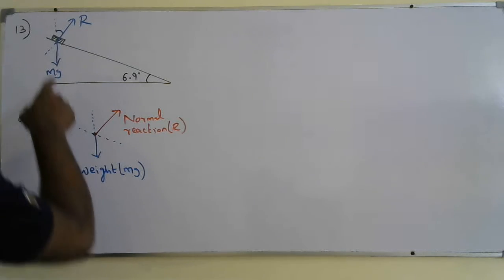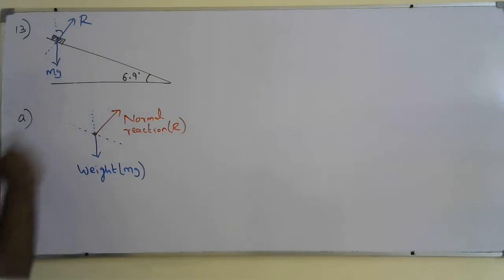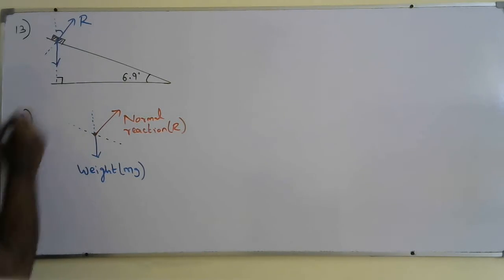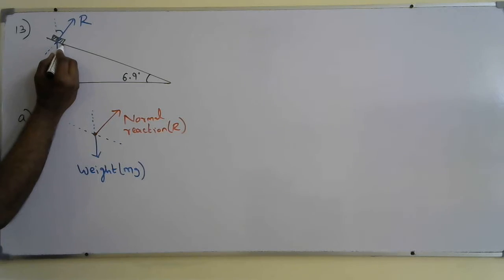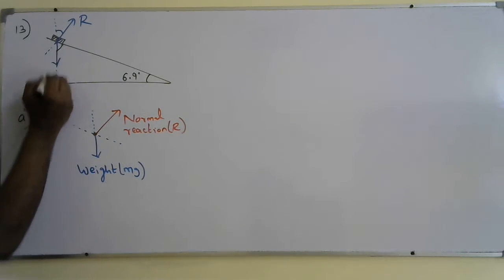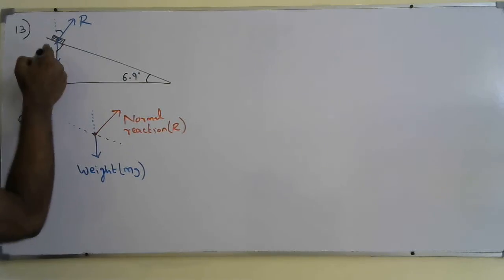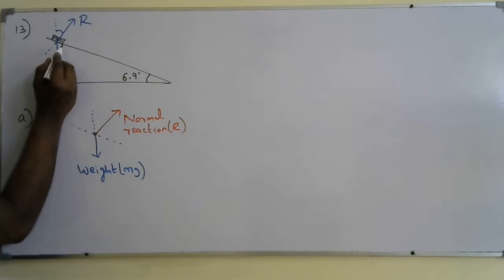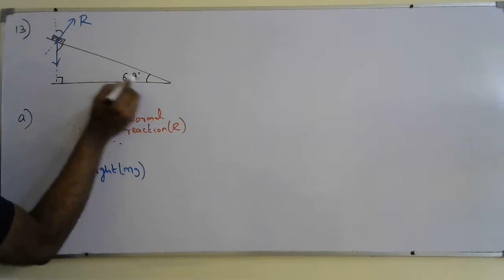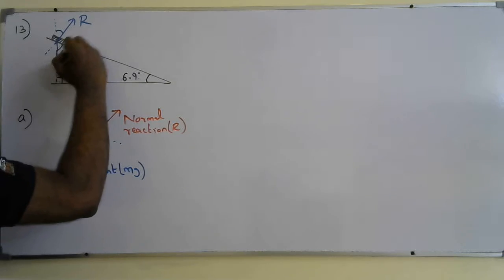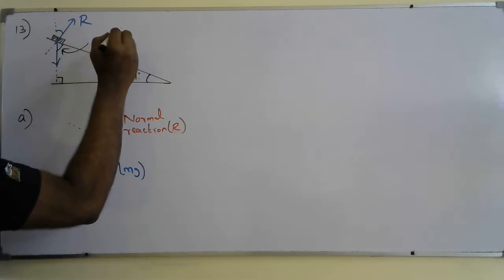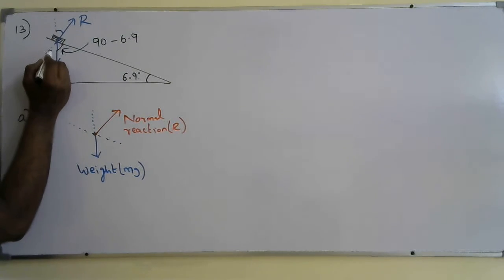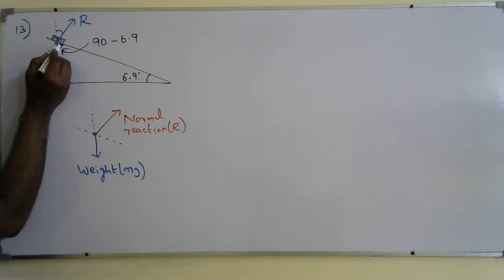Okay, we'll calculate it. In this right angle triangle, this is 6.9. If I extend this line, this will be 90 degrees. So this will be 90 minus 6.9. In this right angle triangle, this is 90, and the total of the internal angles is 180, so this plus this should be 90. So this will be 90 minus 6.9. I am not going to calculate it. But I know the normal reaction is perpendicular to the slope, so this is 90 degrees.